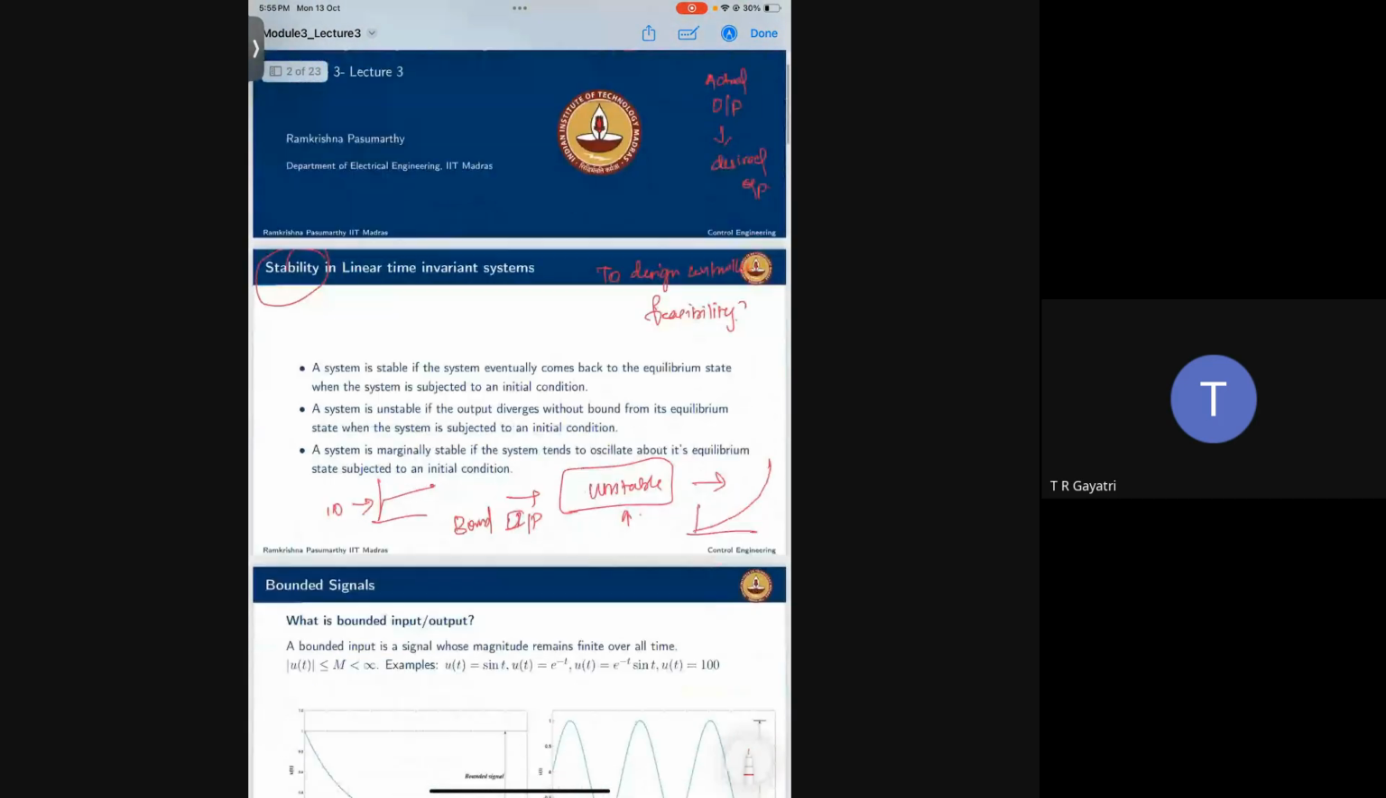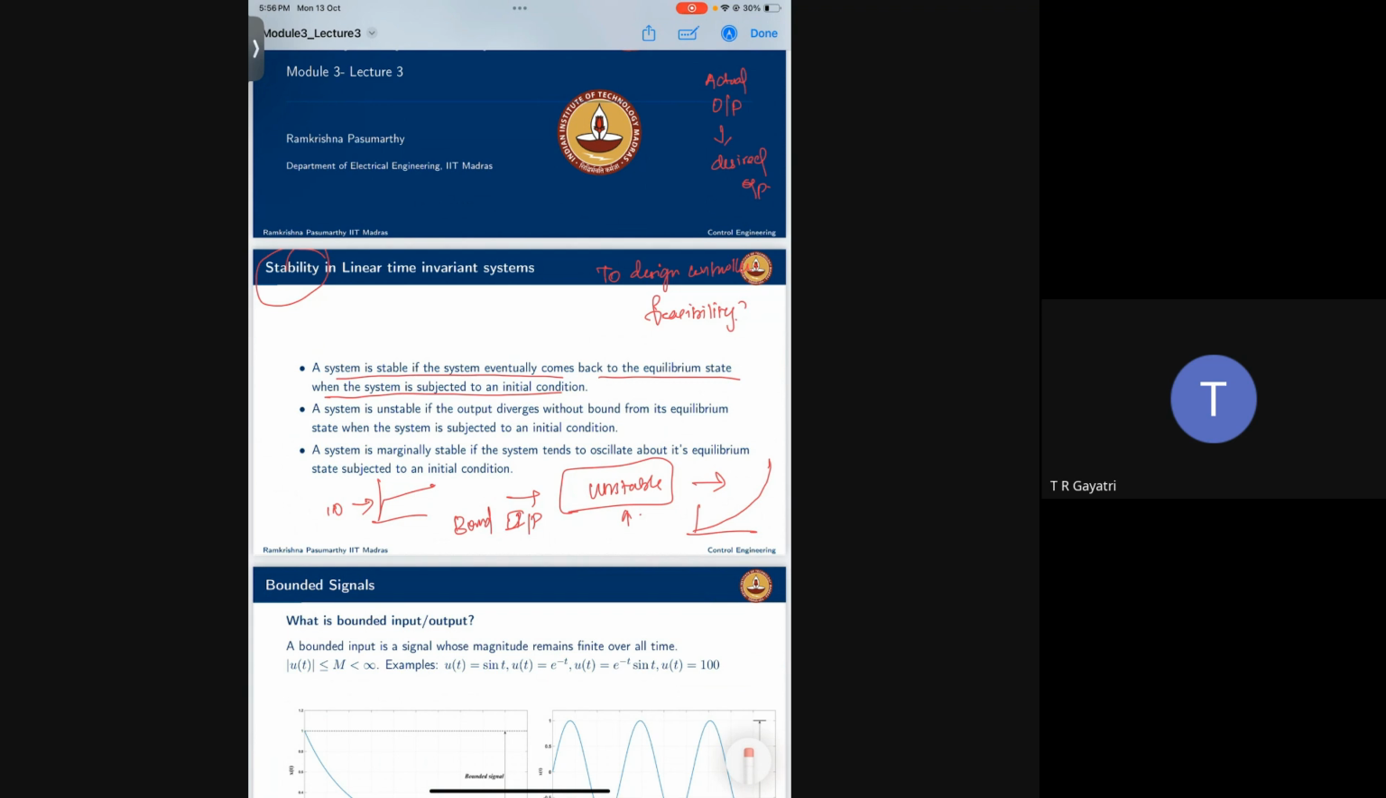The system is stable if it eventually comes back to the equilibrium state when subject to an initial condition. We have to know the initial condition. It has to come to an equilibrium state if it is stable. If it is unstable, it won't. It will just diverge, growing or decreasing exponentially. It won't have any finite value to settle down.